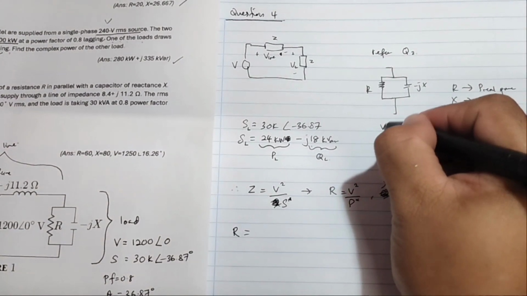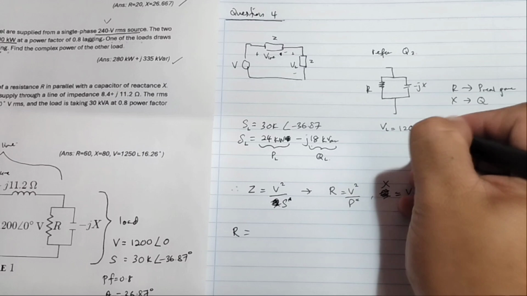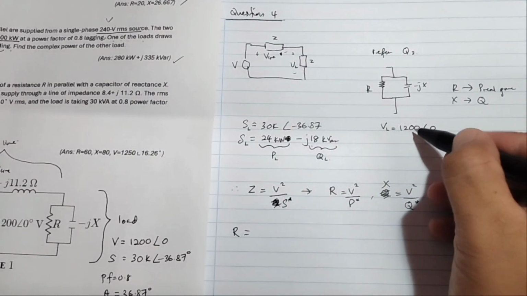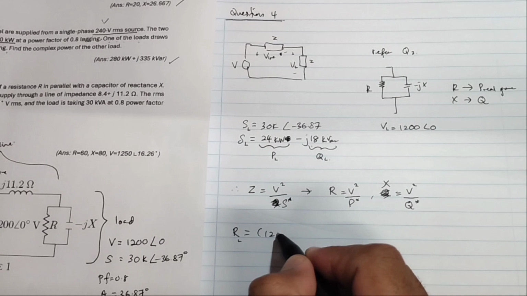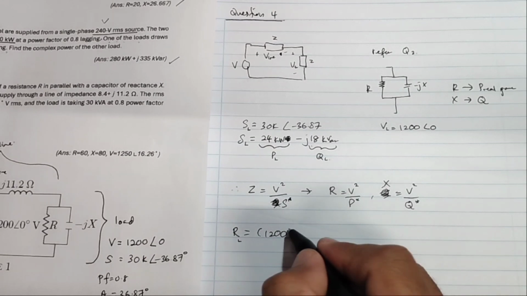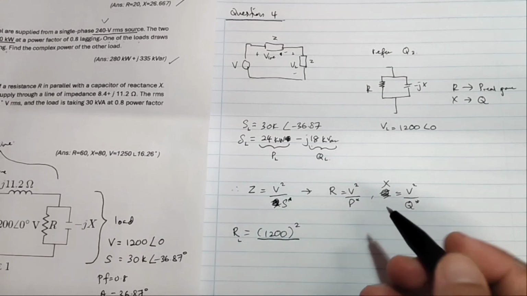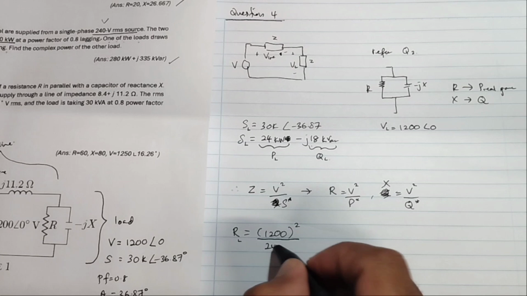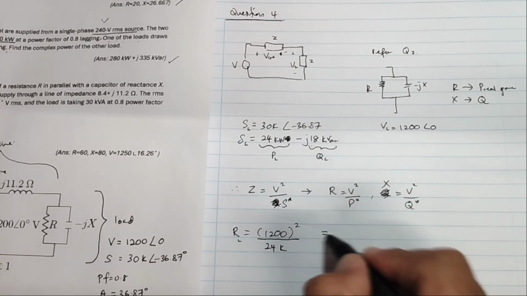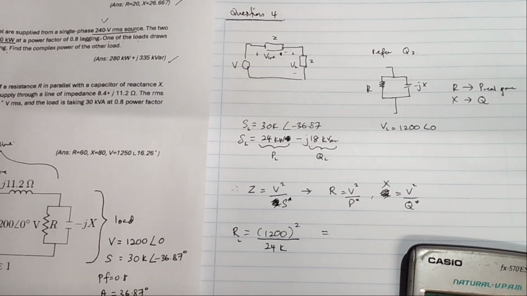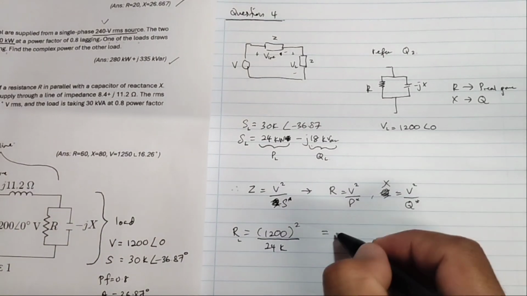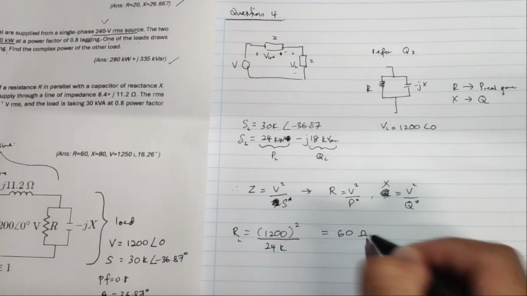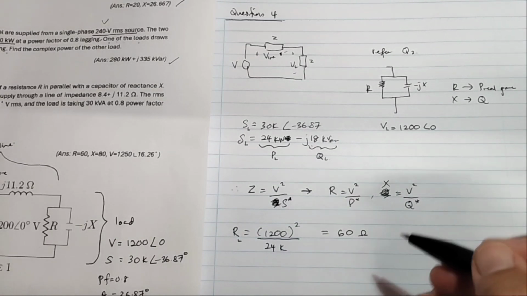So if you not given, we bagi V bagi sini, lupa V load. V load already given. V load 120 kan given in question. So R load adalah V square, okay, divide by P load. P load 24K. So akan dapat 60 ohm. Okay, right. So 60 ohm.